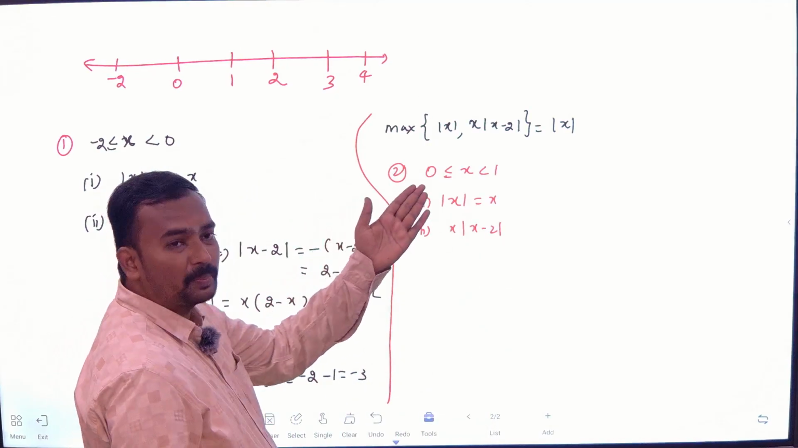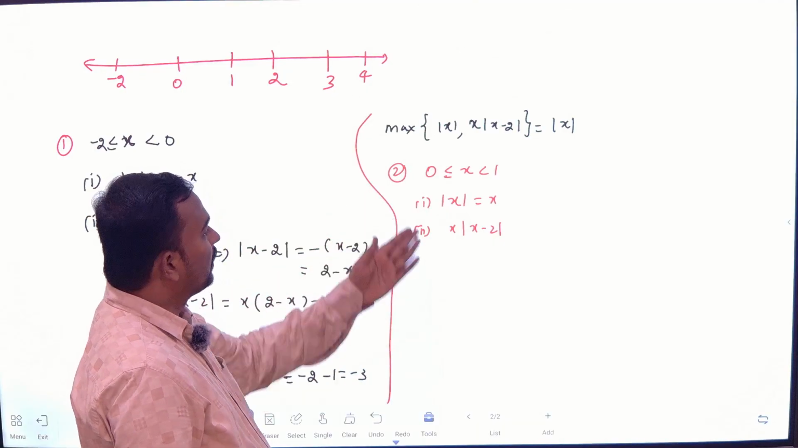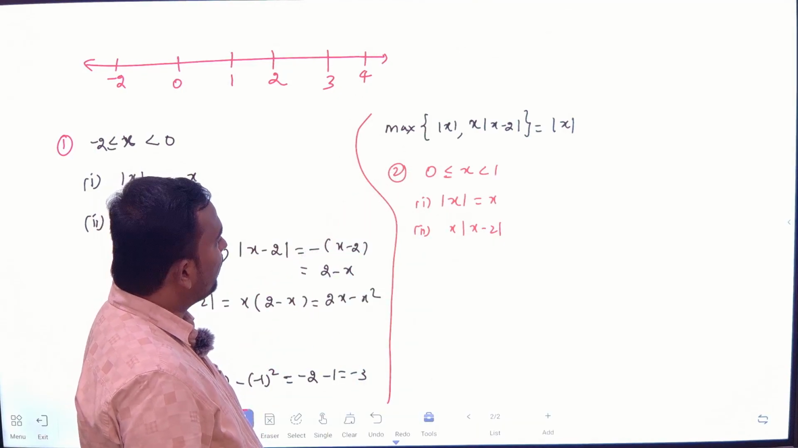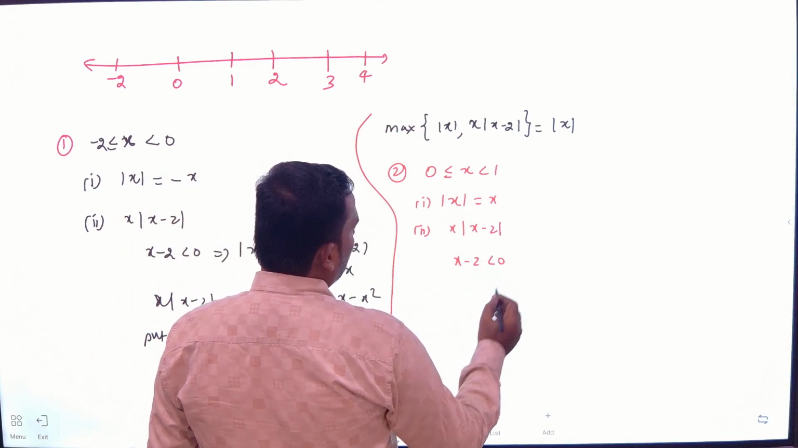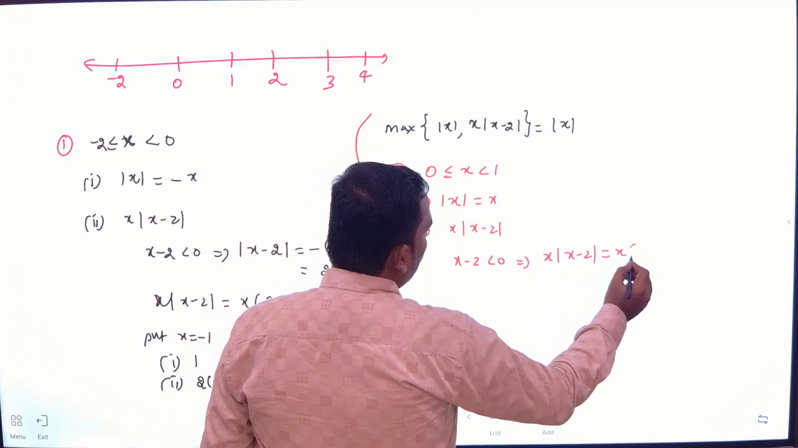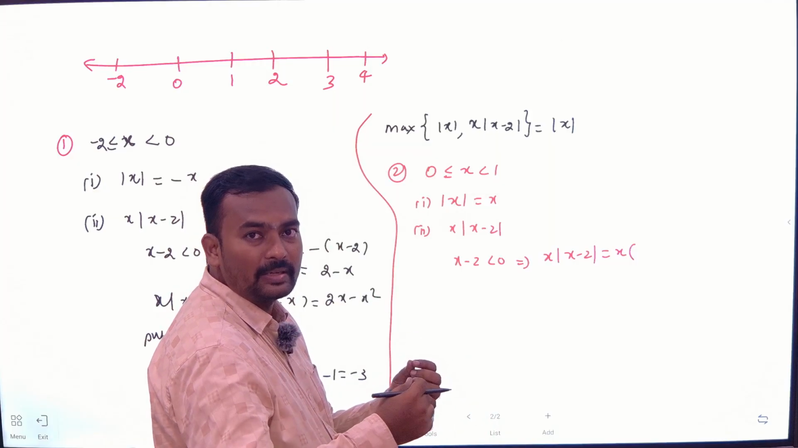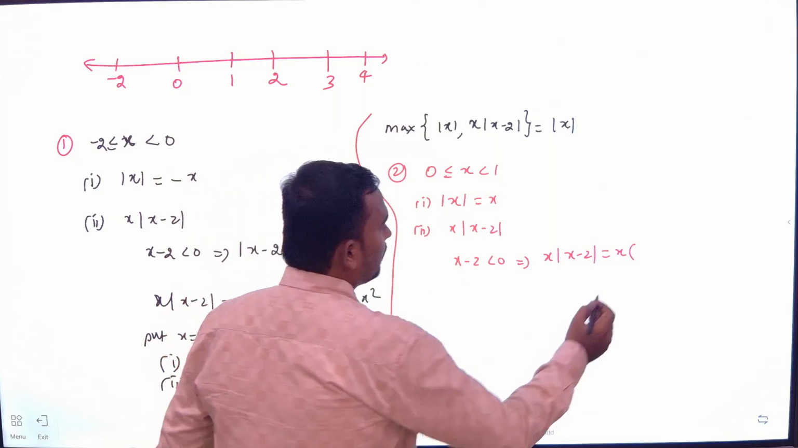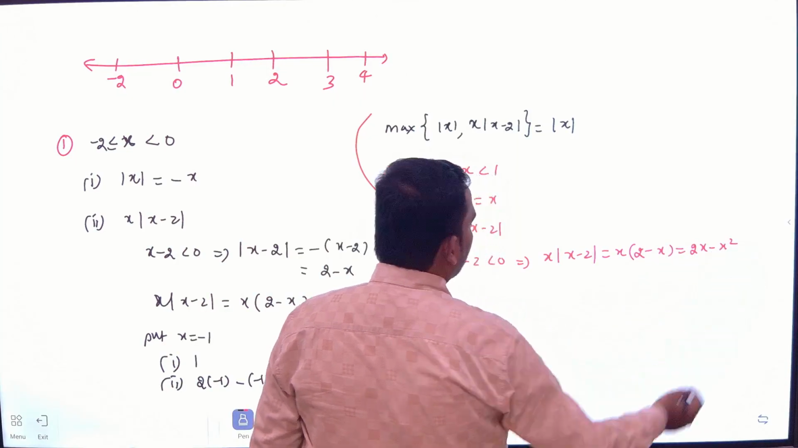Is x minus 2 positive or negative? Add -2 on both sides here in the interval 0 to 1. So definitely it will be negative. x minus 2 here is negative. Therefore, x into mod x minus 2, how to write? Since x minus 2 is negative, mod x minus 2 is minus of x minus 2, that is 2 minus x, right? So this is the same as 2x minus x square.